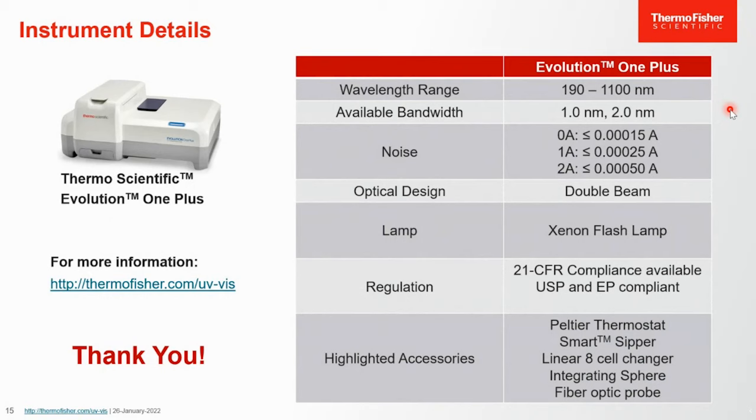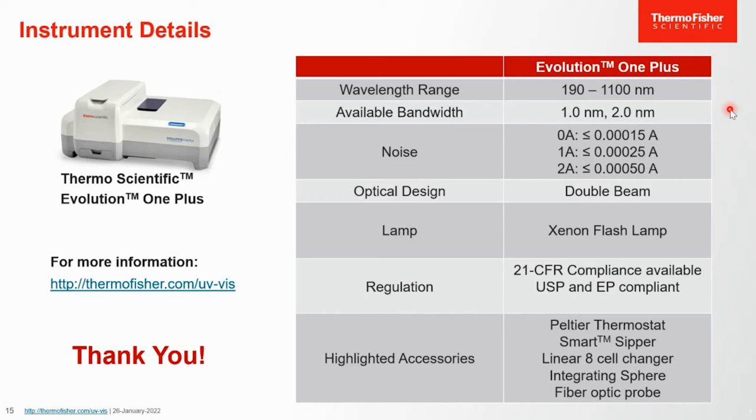This is a double beam instrument, so we can allow for correction of any fluctuations from the lamp with time. And we do use a xenon flash lamp, which prevents any type of artifact from lamp switchover between UV and visible measurements. We do offer 21 CFR compliance for this instrument, as well as USP and EP compliance.